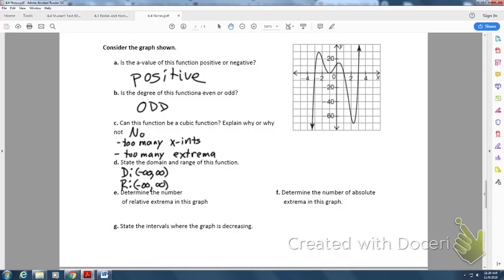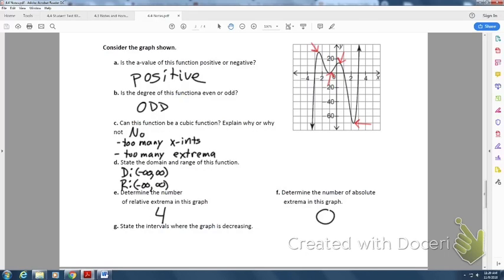E says determine the number of relative extrema on this graph. 1, 2, 3, 4. And because it is an odd degree polynomial, it will not have an absolute maximum, because it's going to end up going from negative infinity to positive infinity.